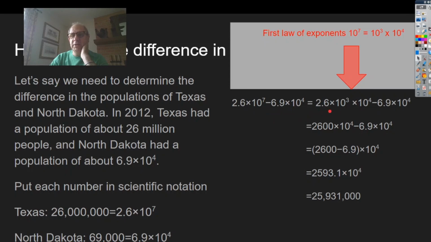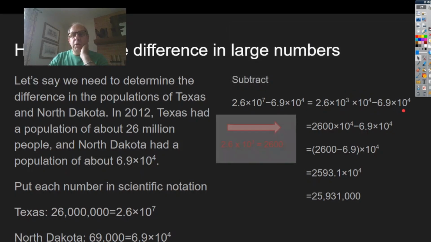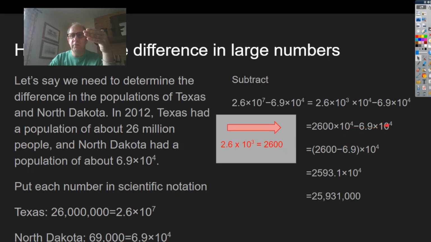So I've got 2.6 times 10 to the 3rd times 10 to the 4th minus 6.9 times 10 to the 4th. Now I'm going to move the decimal. So 2.6 times 10 to the 3rd, I can move that decimal 3 spots over. So that's 2,600 times 10 to the 4th minus 6.9 times 10 to the 4th. Now if I line them up, my 10 to the 4th and 10 to the 4th, those are the zeros lined up. So I have 10 to the 4th.